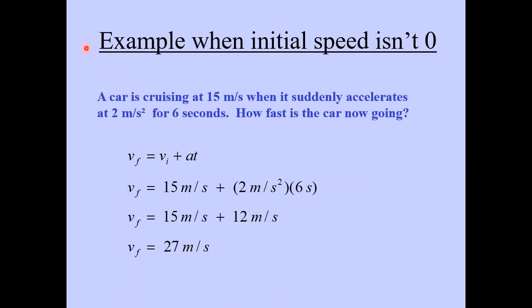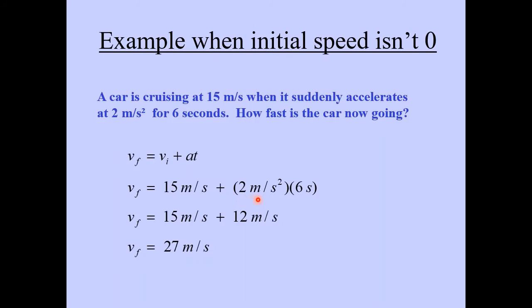So let's do an example using the formula that we just derived on the previous slide. This is an example when the initial speed is not 0. So a car is cruising at 15 meters per second. When it suddenly accelerates at 2 meters per second squared for 6 seconds, how fast is the car now going? So we're just going to use the equation from the last slide. v final equals v initial plus acceleration times time. The initial velocity is 15 meters per second. The acceleration a is 2 meters per second squared, and the time was given as 6 seconds.